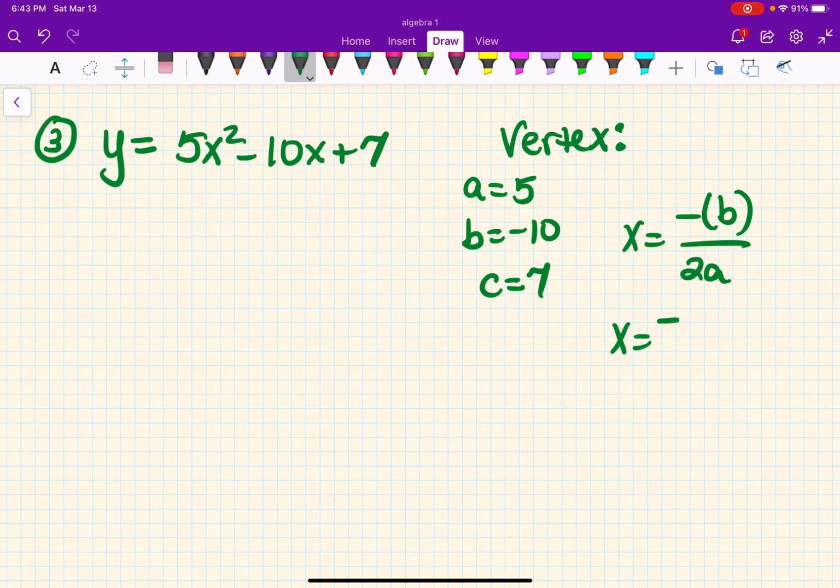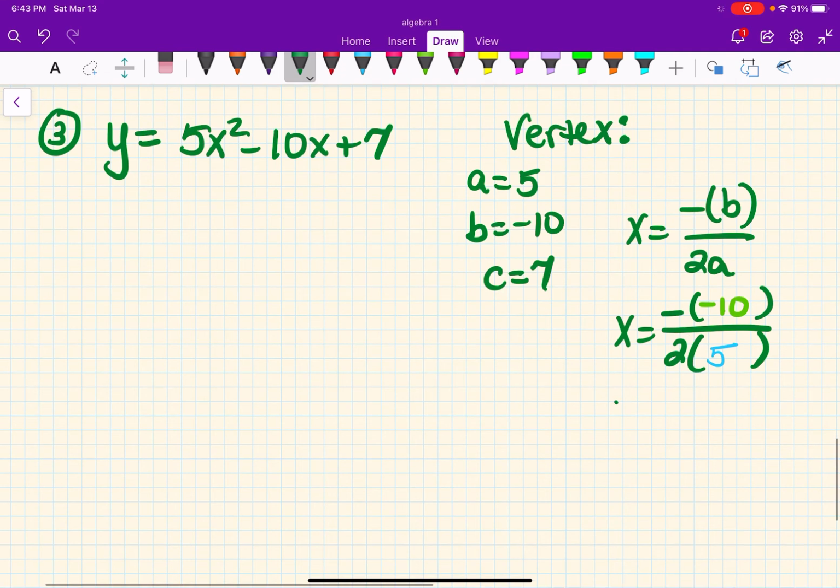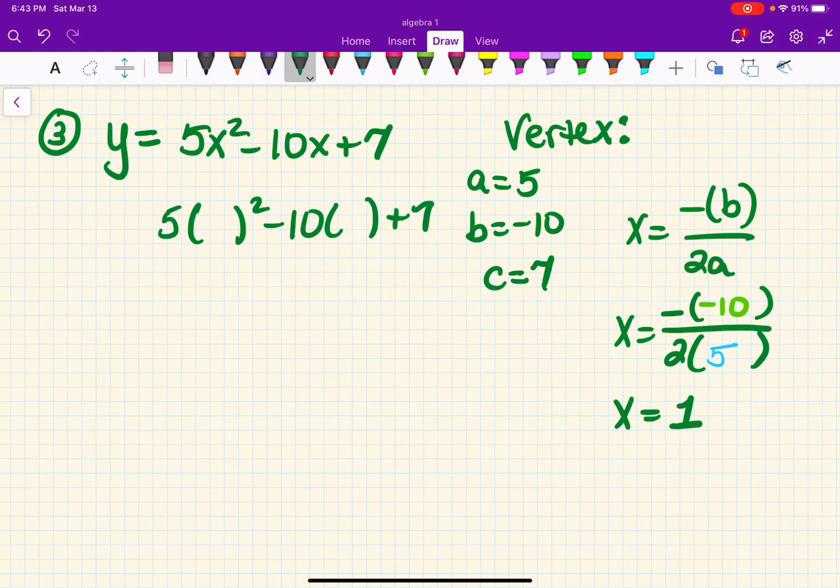And so it's going to be negative 10 over 2 times a, in this case 5. So when you figure that out, you're going to get 1. X equals 1. And then you have to plug back in over here to find out what y equals. Okay, so then I'm going to put 1 back into this equation to figure out what y equals. And in this case, it's going to be y equals 2.